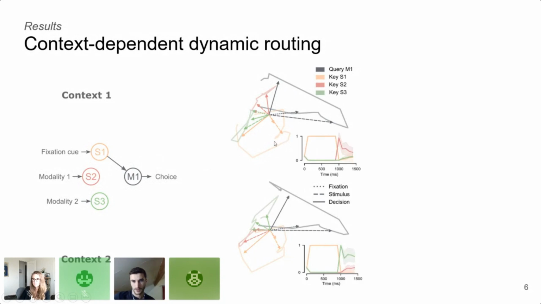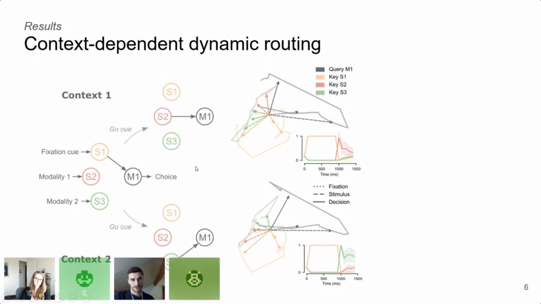And so here I've shown the attention weights for the motor module. And we see that at the beginning it is attracted to the first and then to the second sensory module in the first context. But in the other context, the motor module is attracted to the second sensory modality, which corresponds to the third sensory module.